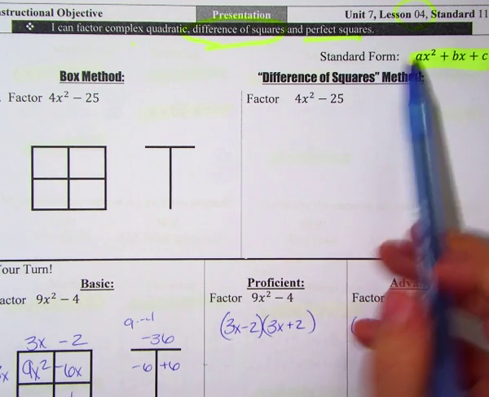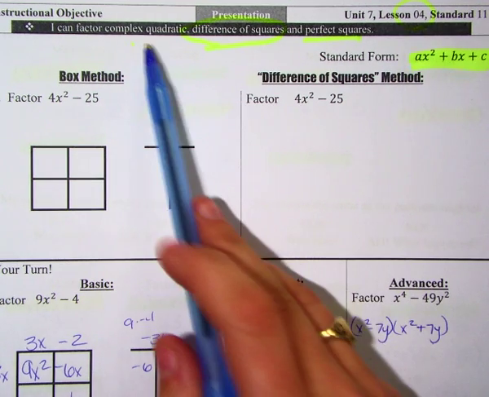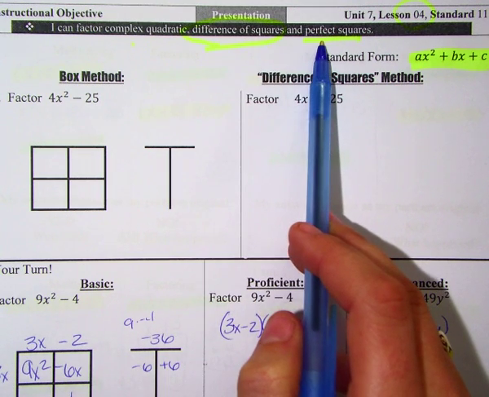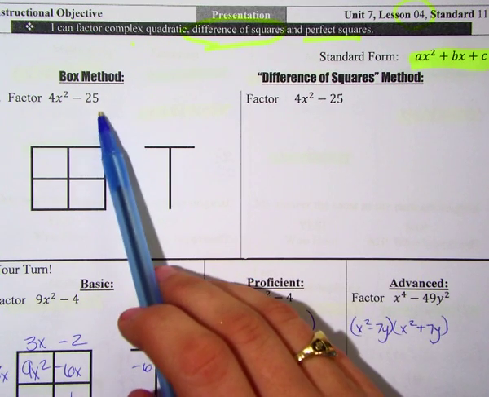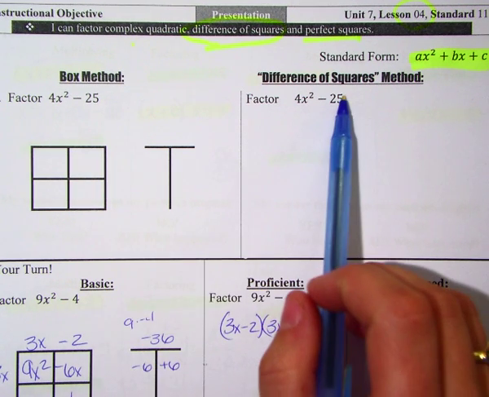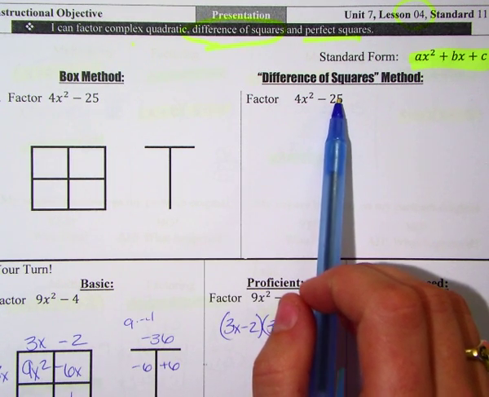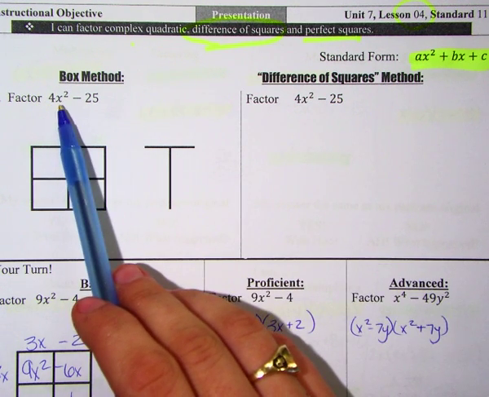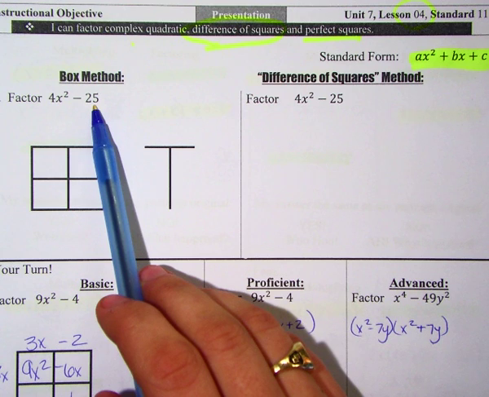Okay, this is lesson 7.4, which is factoring complex quadratics, difference of squares, and perfect squares. We're going to go ahead and factor this expression using the box method, but then also using that to inform us what the difference of squares method is. So if we take a look, this is 4x squared minus 25.